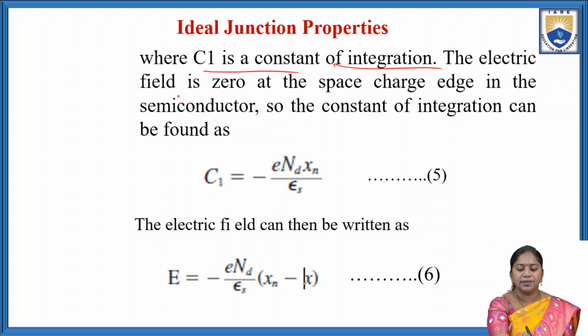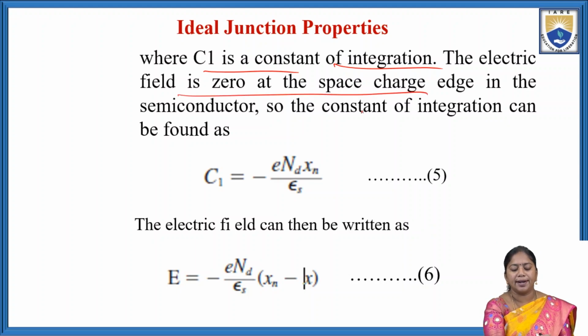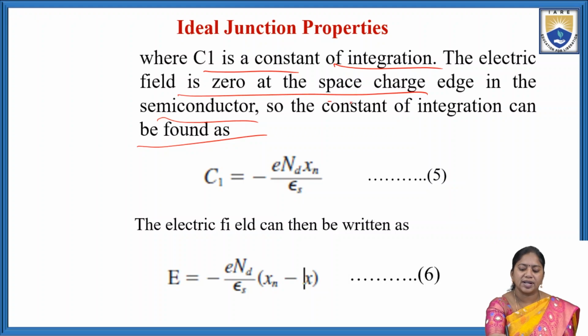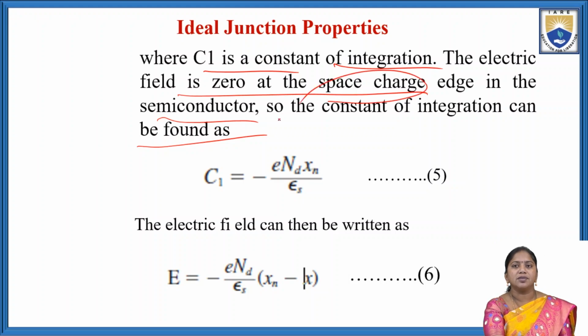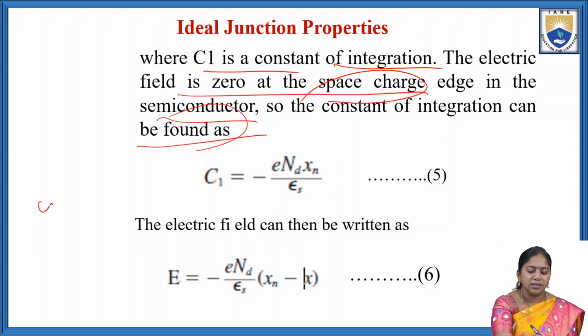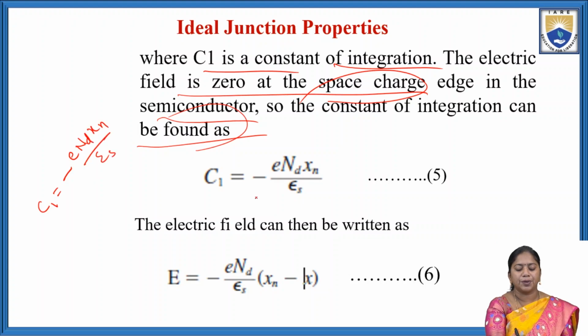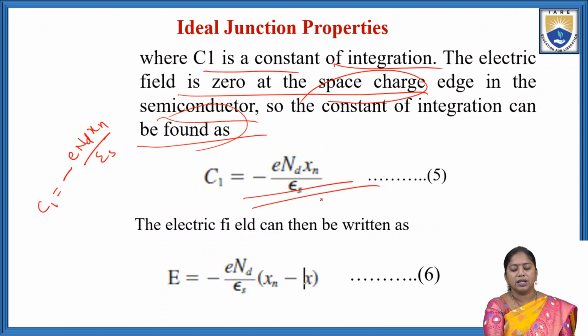The electric field is 0 at the space charge edge in the semiconductor. So the constant of integration can be found as C1 equal to minus e Nd xn by epsilon s, that is equation 5.